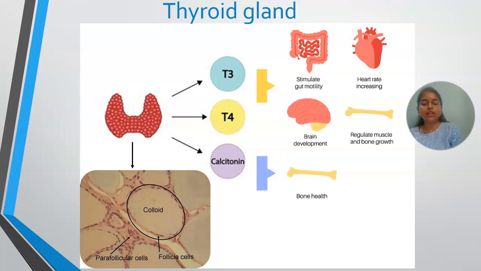So these follicle cells release T3 and T4, triiodothyronine and tetraiodothyronine. So the triiodothyronine is the active form of thyroid hormone. Then the parafollicular cells, also known as the C cells, release calcitonin. So the thyroid hormone regulates the basal metabolic rate of the body, and the calcitonin helps in the calcium regulation. It decreases the amount of calcium in the blood.